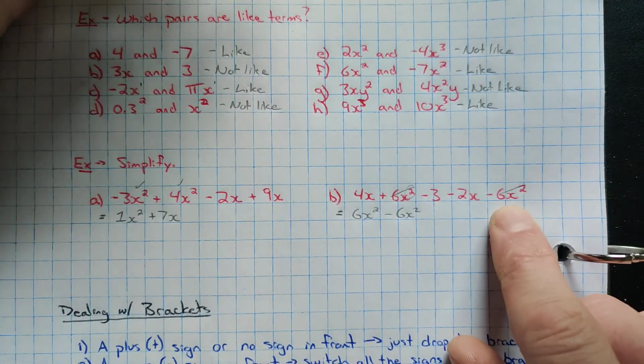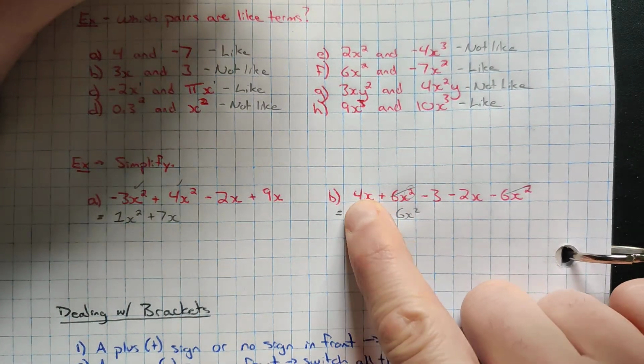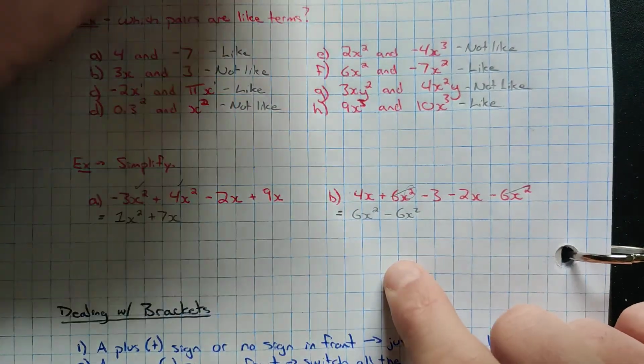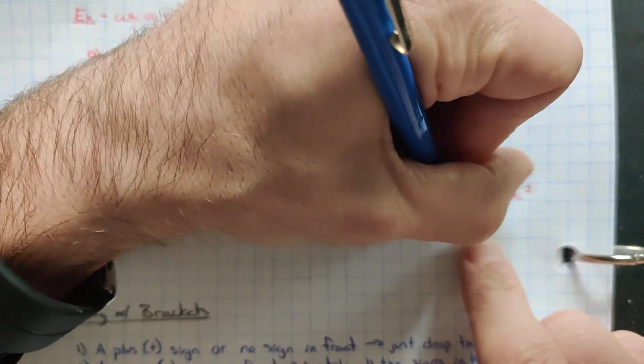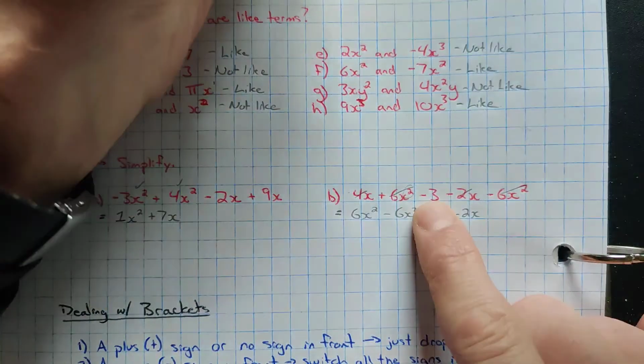So those two are done. Then we got x's as the next power. This is a positive 4x. There's no sign in front, so we assume it's a positive 4. Positive 4x. We got a minus 2x. And then just a lonely old minus 3 there.